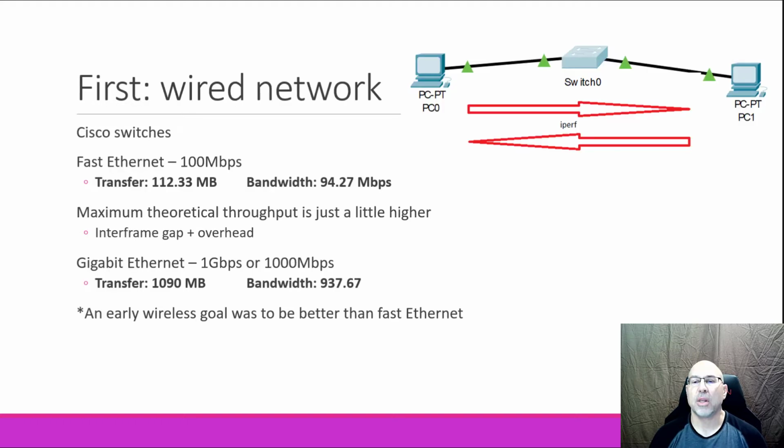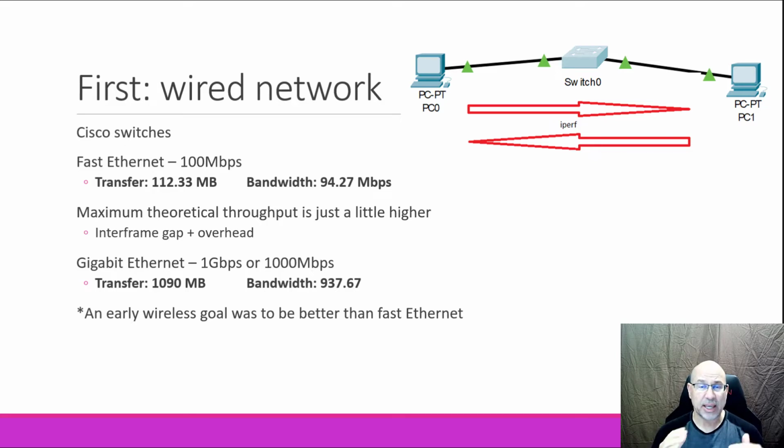Now first up on the wired network, and it's a really simple topology. We see we've got a switch and then just a couple of nodes here. The difference is what kind of switch that is. Now in the first one, it's a fast Ethernet switch. That's 100 megabits per second.